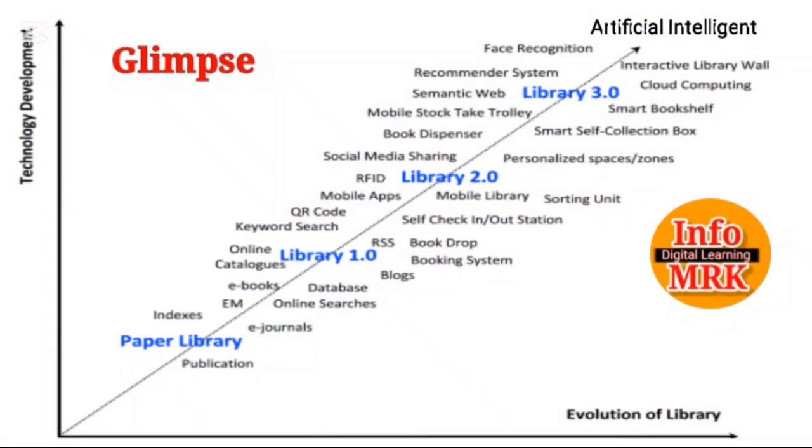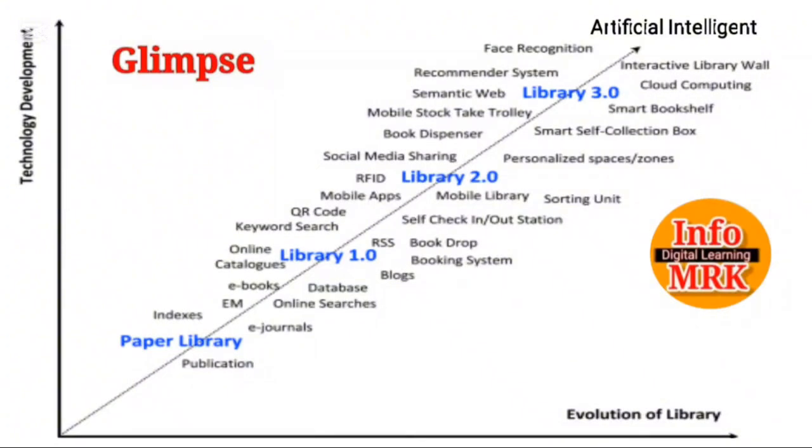So let's begin with a glimpse of the evolution of libraries and technology development. This graph shows that paper libraries started publications and indexing services for their users in the initial stage of library evolution. When technology increased, Library 1.0 introduced online cataloging services, e-books, e-journals, and databases, and searching activities increased in the library along with technological tools.